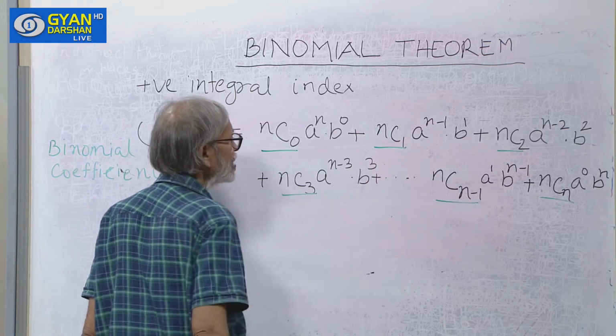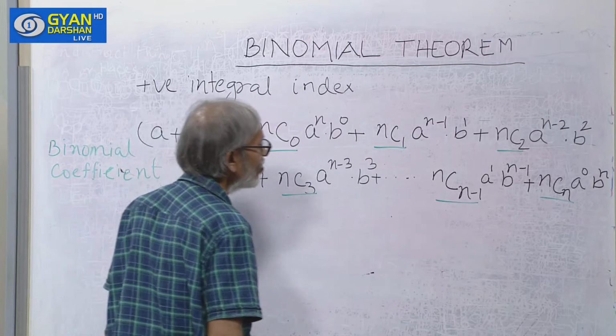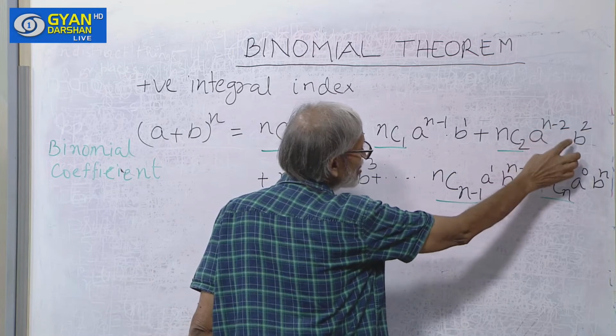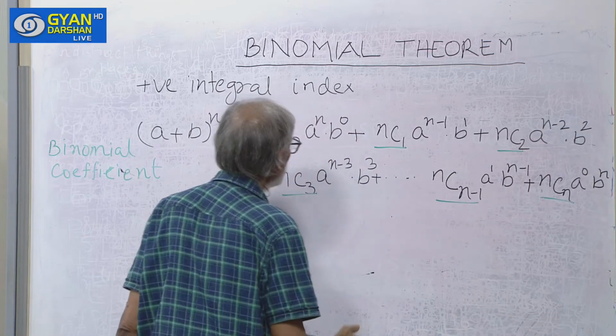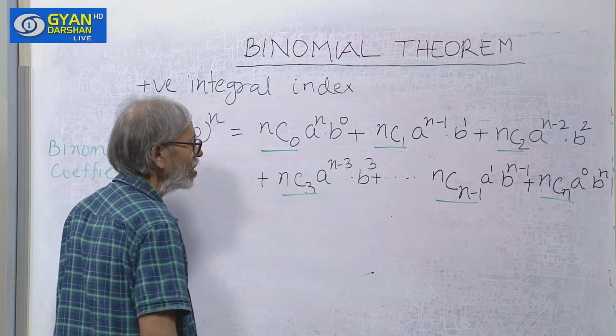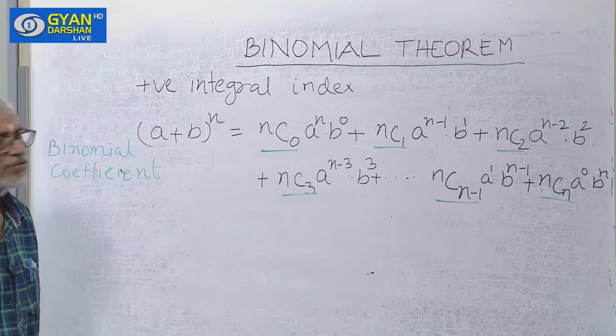Whatever the subscript is at C, it will come at the superscript of b. Again nC2 a^(n-2) b squared. So, only by looking two or three times you can understand the pattern and remember the formula.